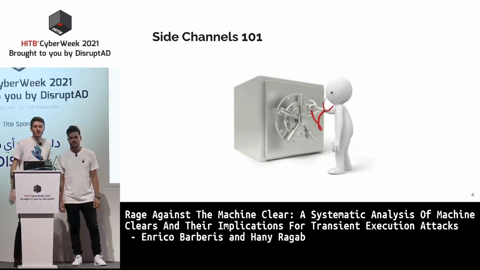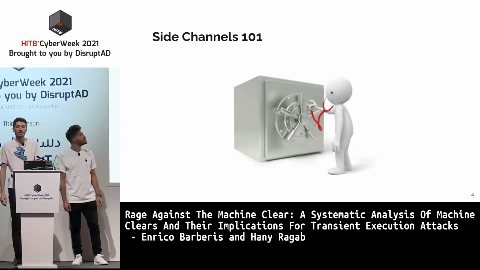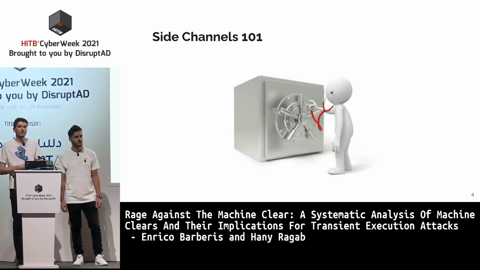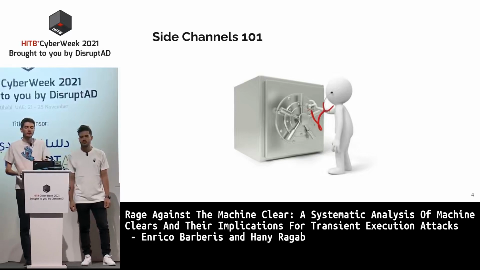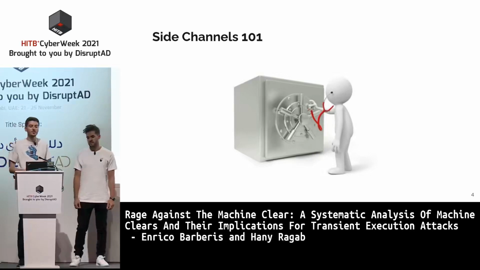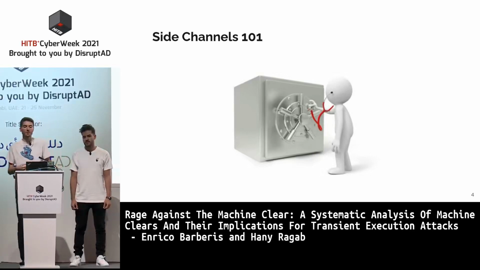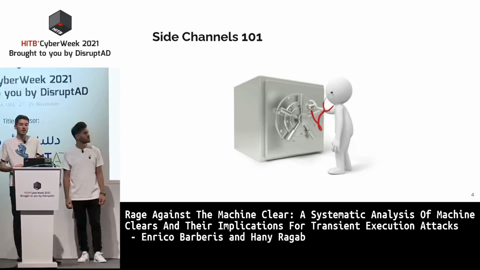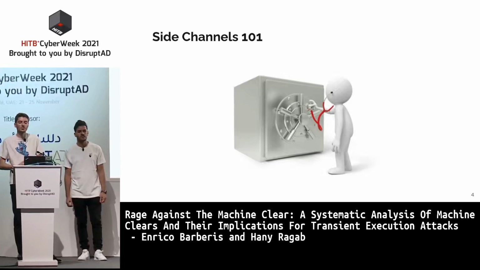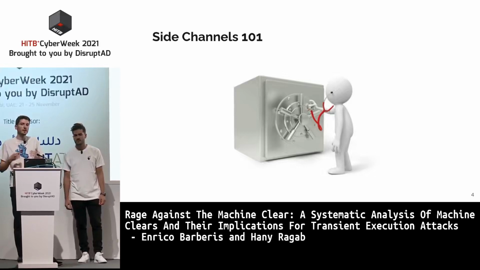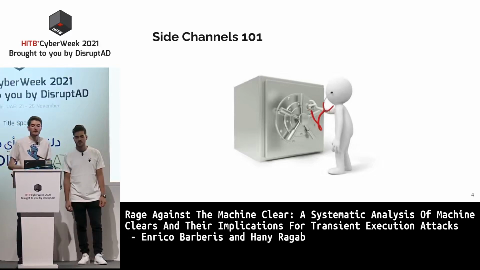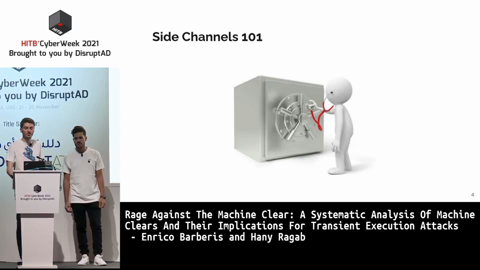Before deep diving into machine clears, let's have a small background section. All this work is based on side channels. So what is a side channel? In a nutshell, an attacker, by observing side effects of a system, can infer some secret data. For example, here, with a stethoscope, an attacker can hear the safe and discover the secret combination to open the safe. Again, this is not an intended communication channel, it's a side effect, but still we can use this leakage of information to obtain information.